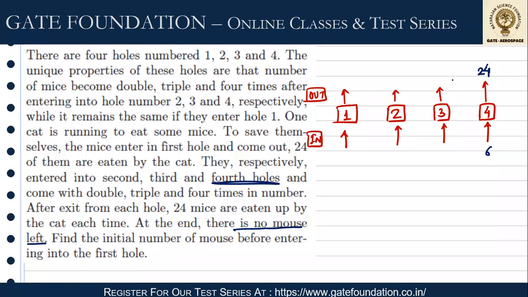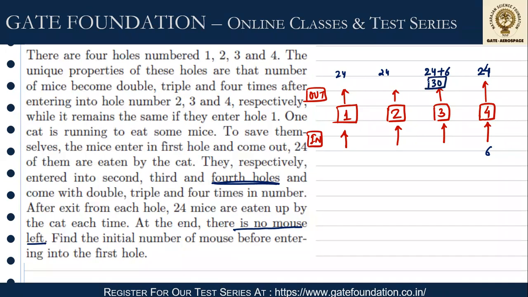Now this 6 were the mice which were left from the second one, and plus 24 were eaten by the cat. Right? 24 were eaten by the cat, and 6 were left after exit from the third hole. 24 by default is going to happen in each, right? And 6 were left here, which went to the fourth hole. So 24 plus 6 becomes 30.